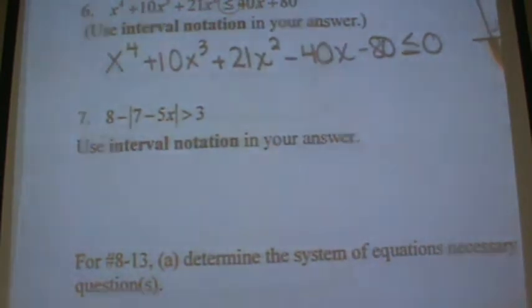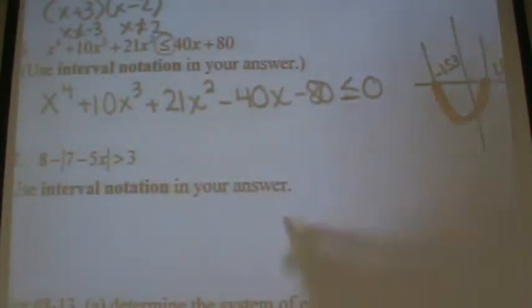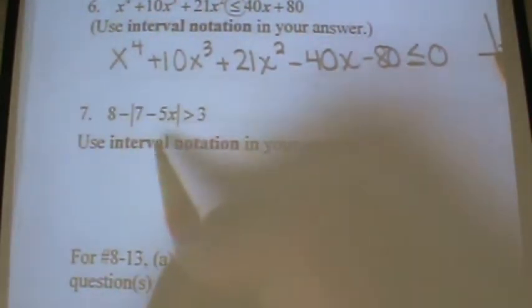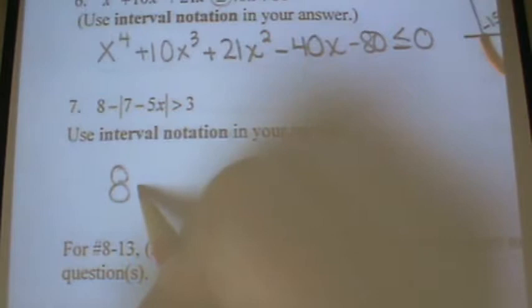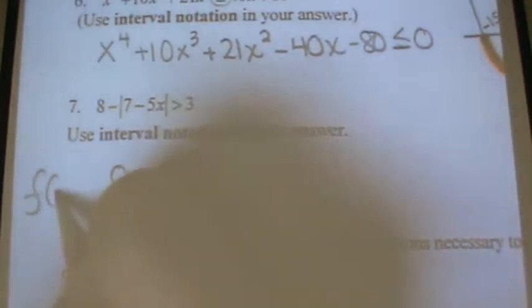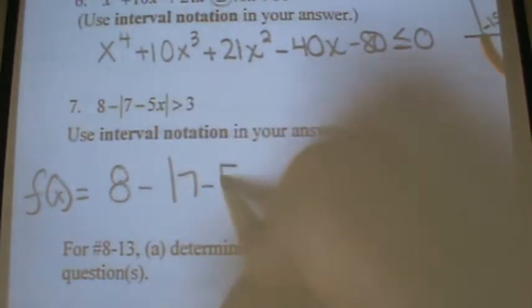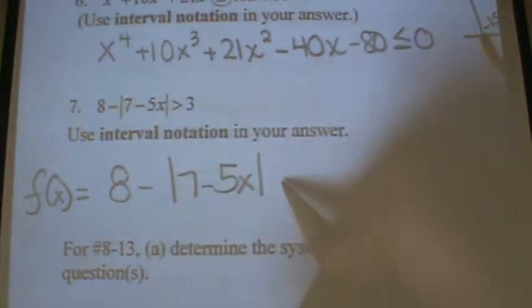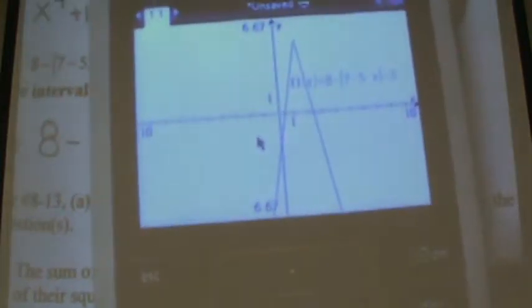Okay, number 7, how will I type this? Did you have a question? Question, anyone? Did anyone have a question? Okay, number 7, how will I type this in my calculator? So go to your graph, f of x. You're going to type 8 minus absolute value of 7 minus 5x, and then what? Minus 3. What am I looking for?